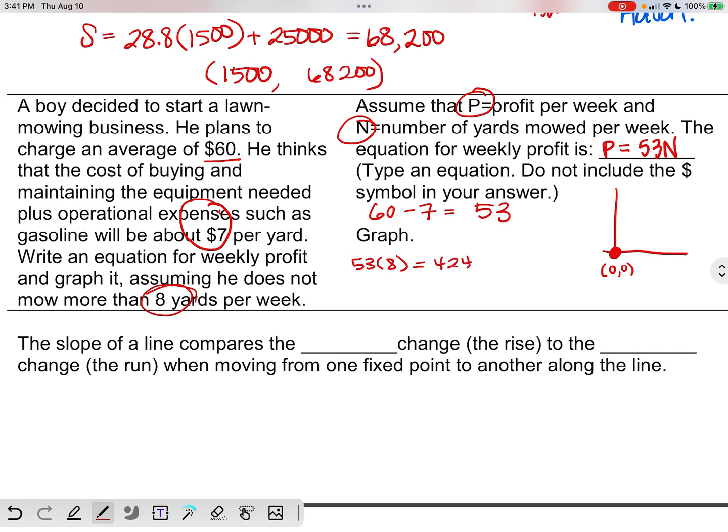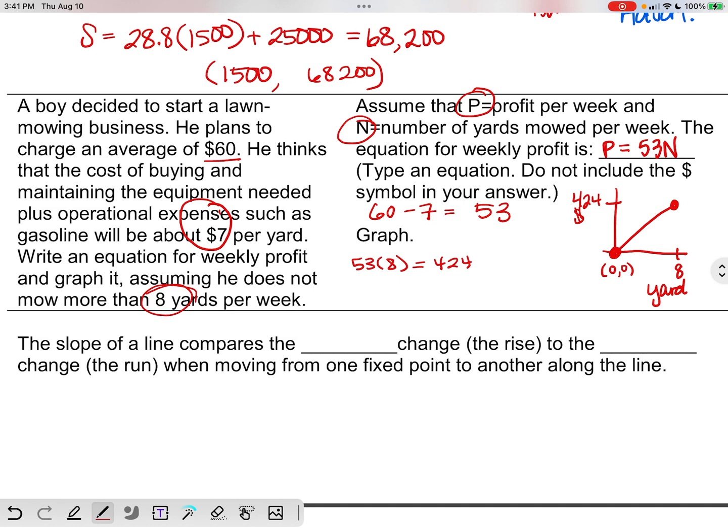424. So then we're going to say that this is your 8 because this is your yard count. This is your money count. And again, you're just going to pretend with me because I'm being lazy. Pretend that's 424. So they would intersect right here. Connect the dots. Don't make an arrow.